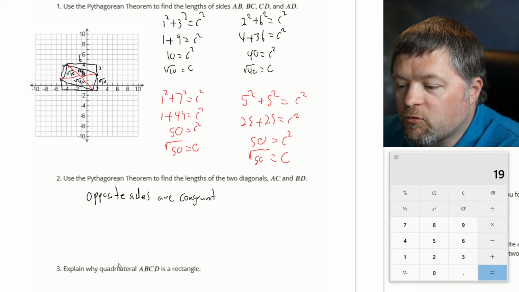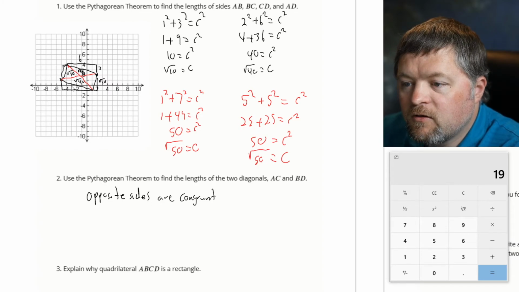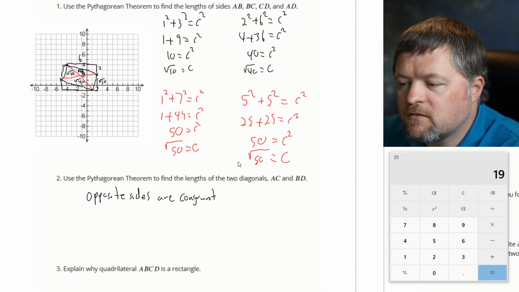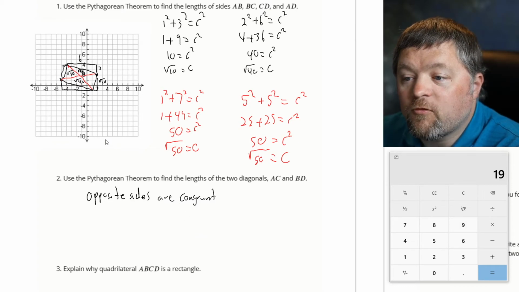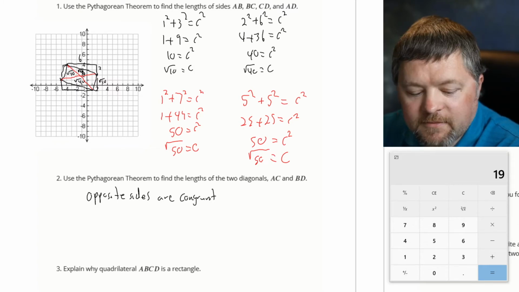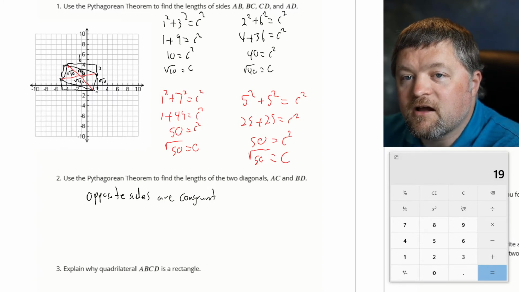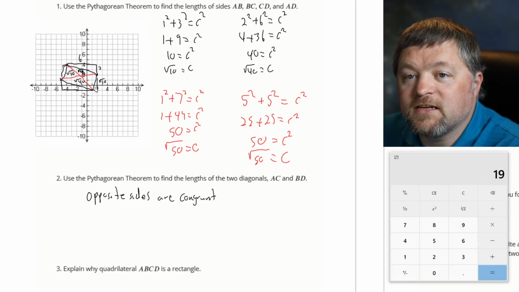How can we prove that all of these angles are right angles? Well, if the diagonals are the same length, then it has to be a right angle. It has to be a rectangle. If the side lengths are the same and the diagonals are the same, that's one of my favorite woodworking tricks to make sure that the coffee table or whatever you're building is square, is to check the lengths of the diagonals.